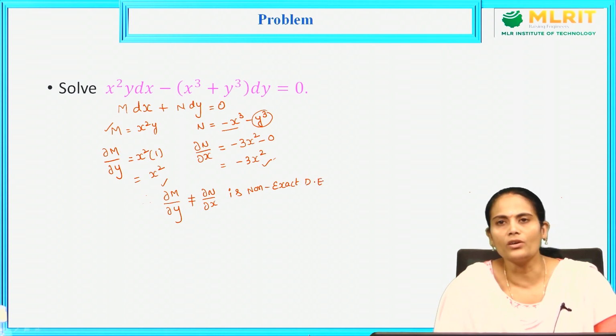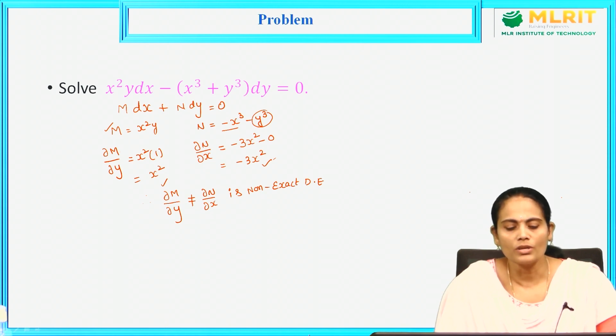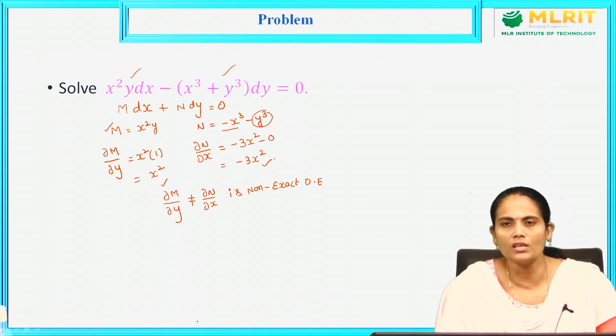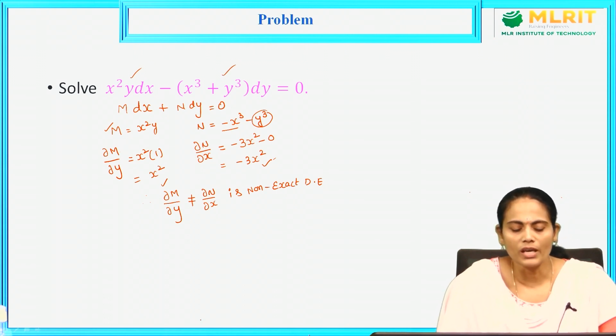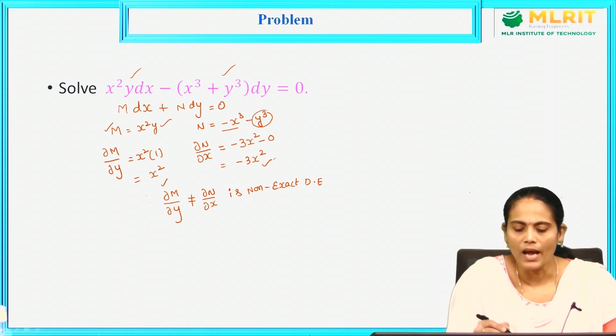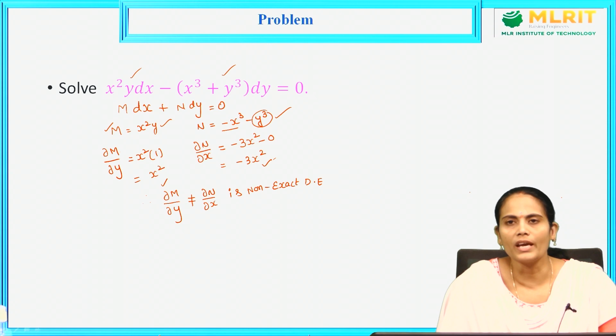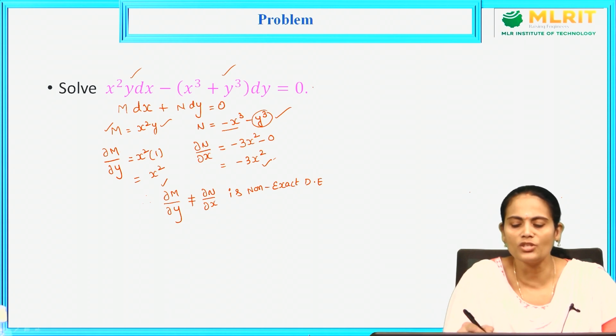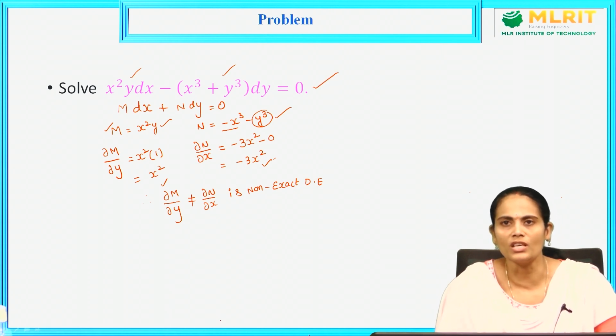Now, we will find the integrating factor of the given differential equation. So, let me verify whether this differential equation is homogeneous or not. Here, what is M? M is equal to x squared y and N is equal to minus of x cube plus y cube. You just verify if M and N are homogeneous functions of the same degree, then we can say this differential equation is a homogeneous differential equation.